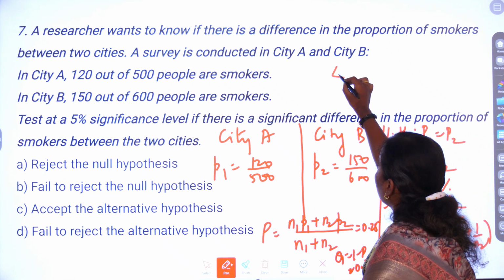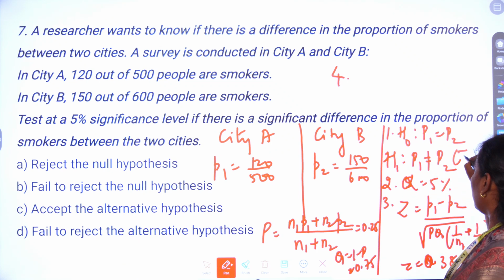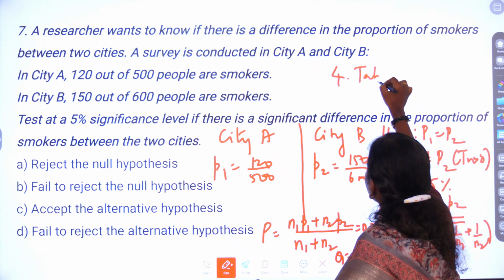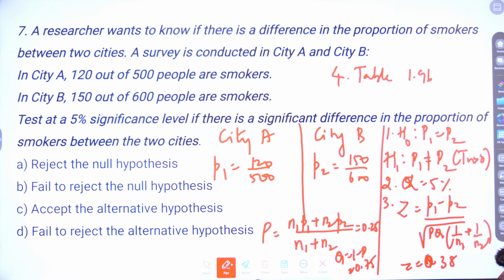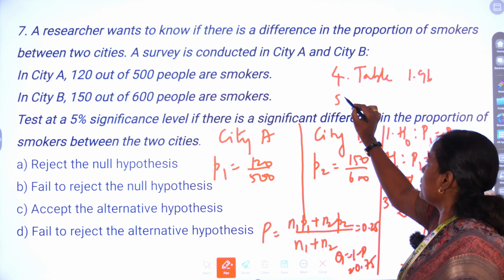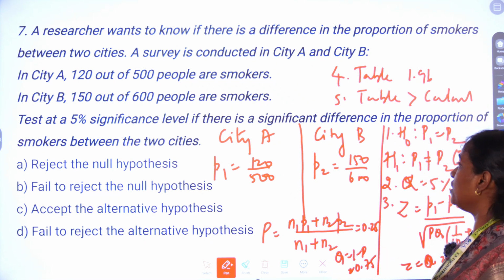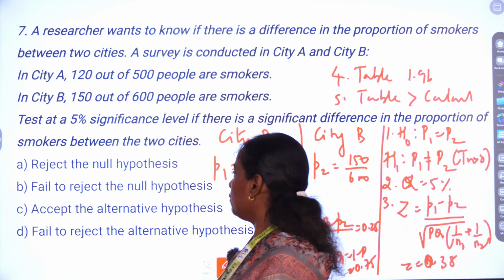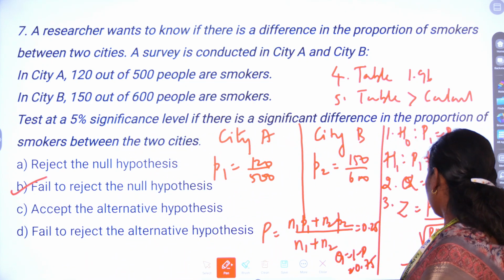Now the fourth step is your table value. The table value for a two-tailed test, for 5%, is 1.96. Now compare step 3 and step 4. In step 4, you see that the table value is greater than the calculated value, so you are accepting your null hypothesis. Which means fail to reject the null hypothesis, which means that you are accepting your null hypothesis.